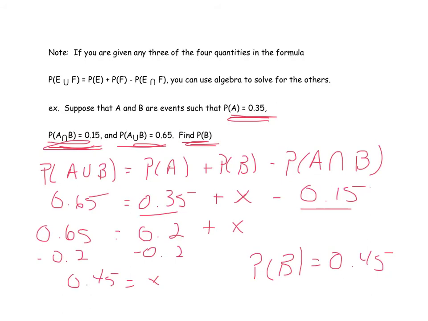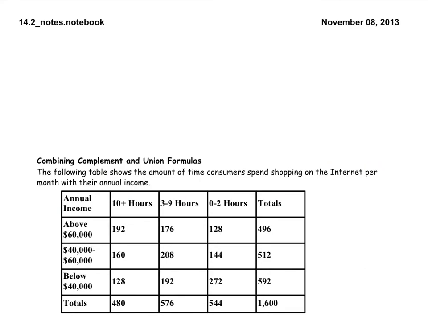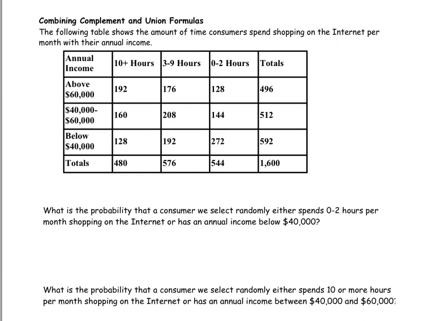Alright, now let's look at a chart and see if you can tie this together. The following table shows the amount of time consumers spend shopping on the internet per month with their annual income. So what we're doing is comparing the amount of hours people spend shopping on the internet with their annual income. And here on the bottom and on the right, we see totals for each of those.